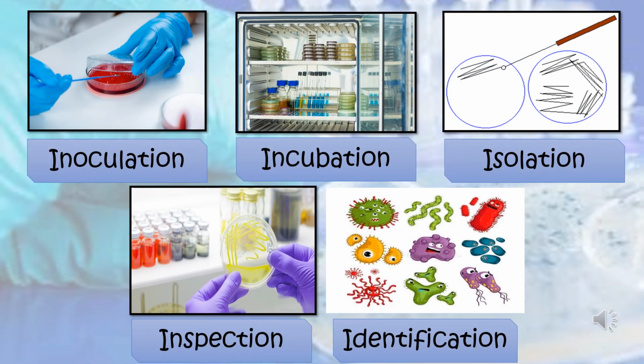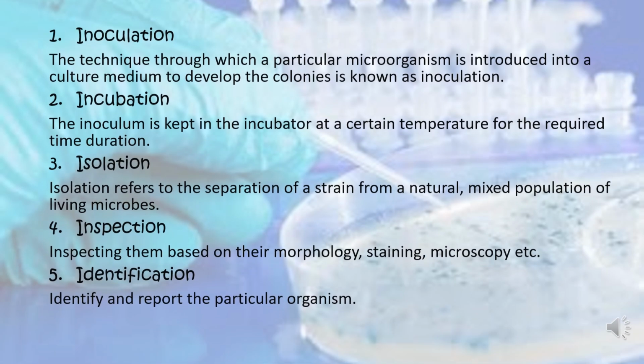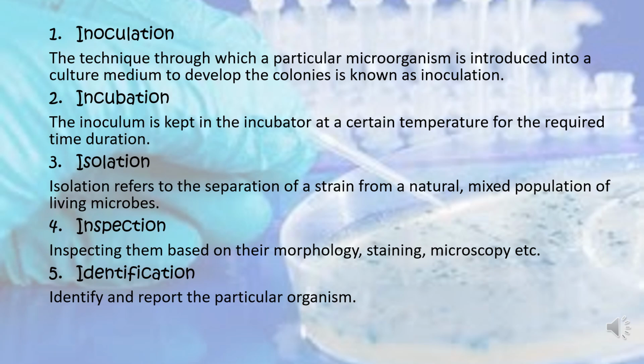There are 5 basic microbiology lab procedures, the 5 I's, that are utilized by microbiologists to examine and characterize microbes, namely inoculation, incubation, isolation, inspection, and identification. The technique through which a particular microorganism is introduced into a culture medium to develop the colonies is known as inoculation. The most common method used for spreading is either by a heat-sterilized loop or a micropipette with sterilized tips. The pour plate method, spread plate method, and streak plate method are all included in the techniques.